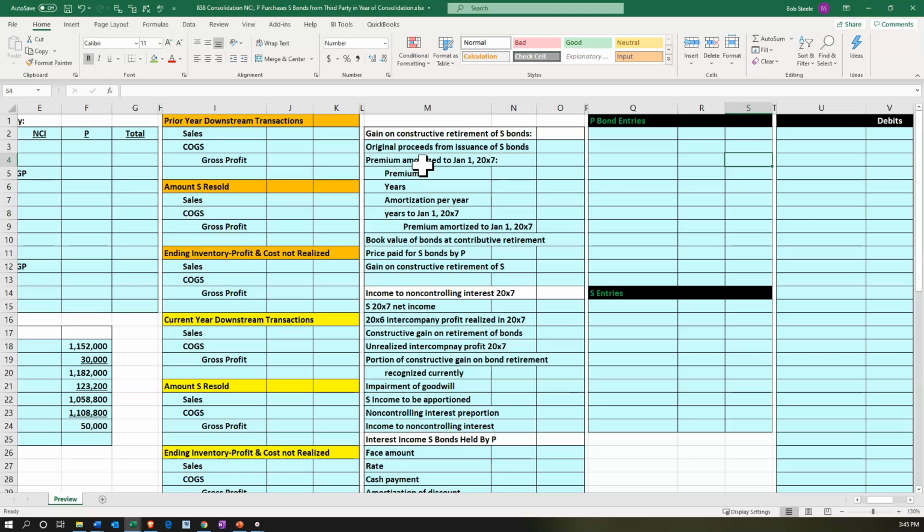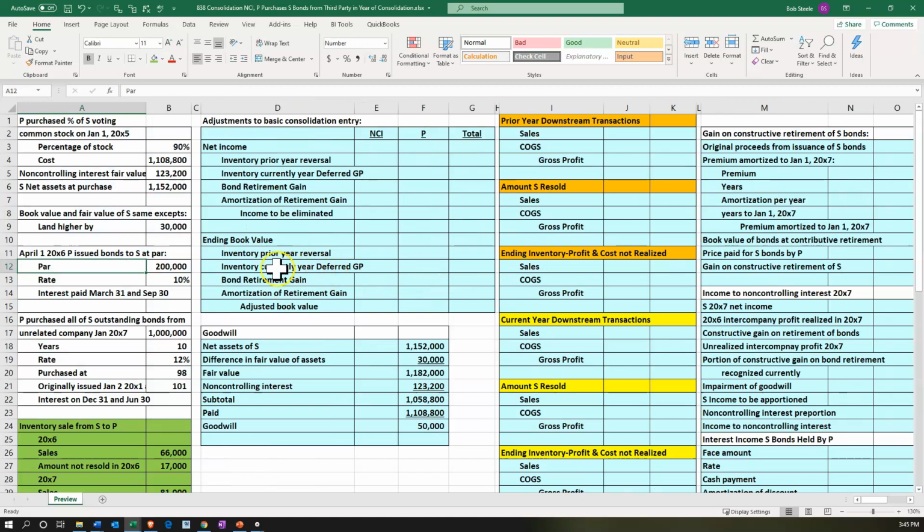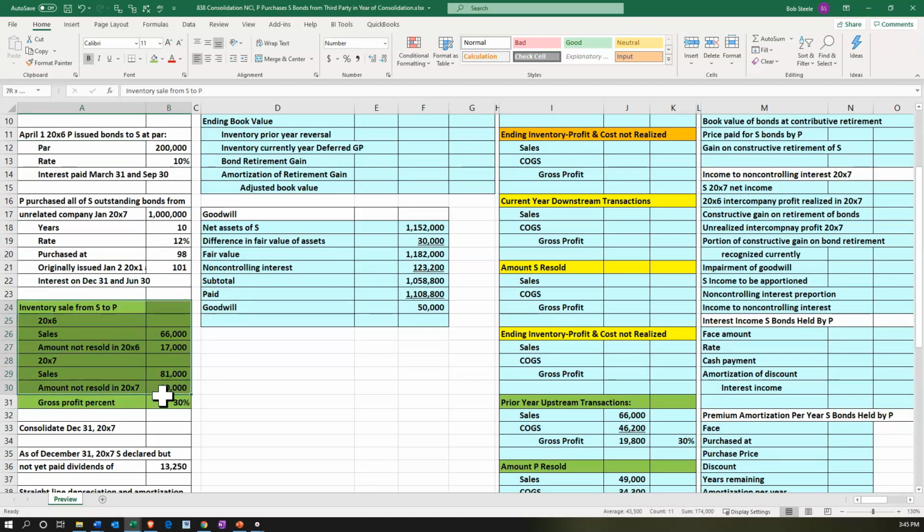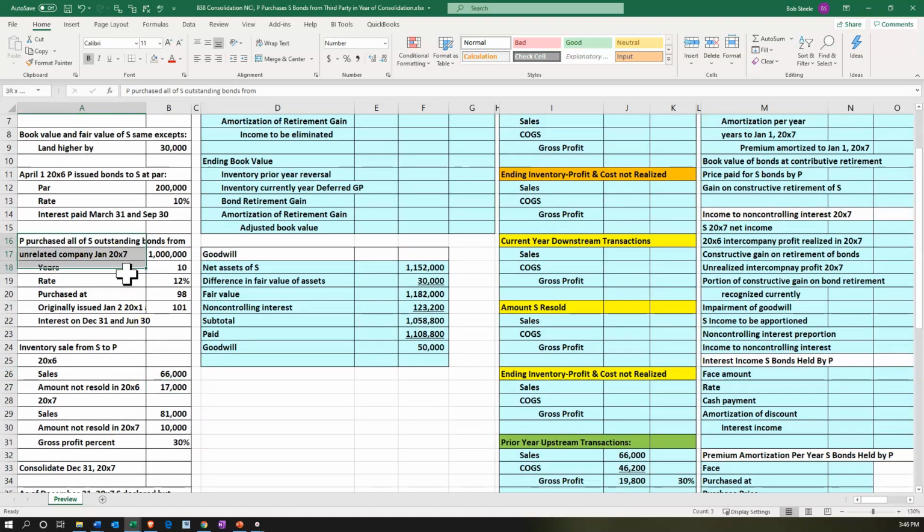So first, let's think about the gain on the constructive retirement of S bonds. So when we think about that, let's go on over to our data. And let's uncolor this one. I'm going to uncolor that. I'm going to color the one that we're doing right now. So we're thinking about this one.